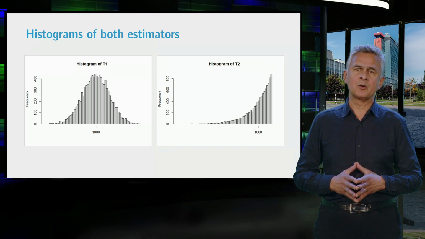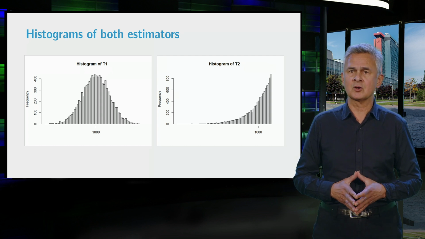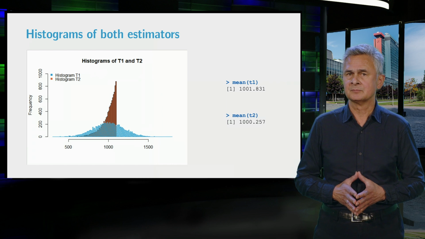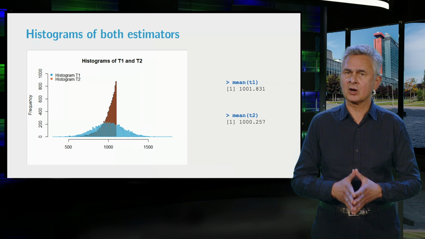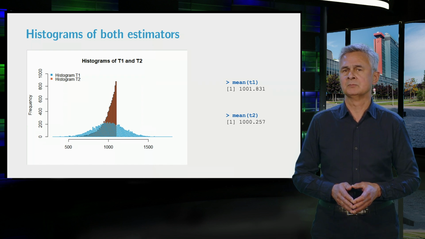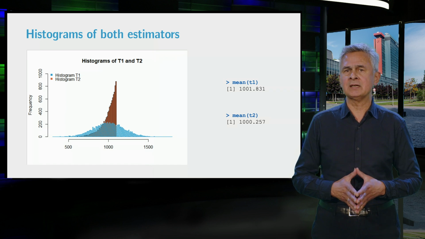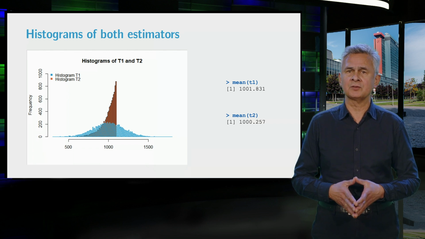The performance of both estimators can be compared best if we plot both histograms on the same scale. We then see that estimator 1 has a much larger variation around 1,000 than estimator 2. Now, since both estimators on average are on target, estimator 2 shows to be much more accurate than estimator 1.